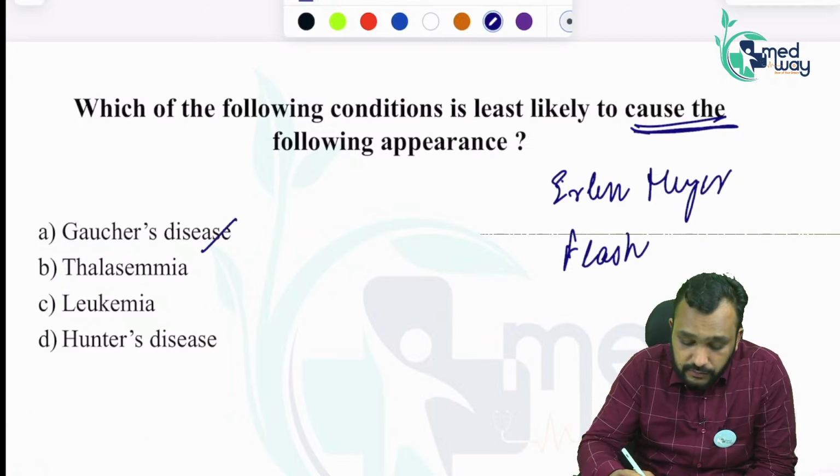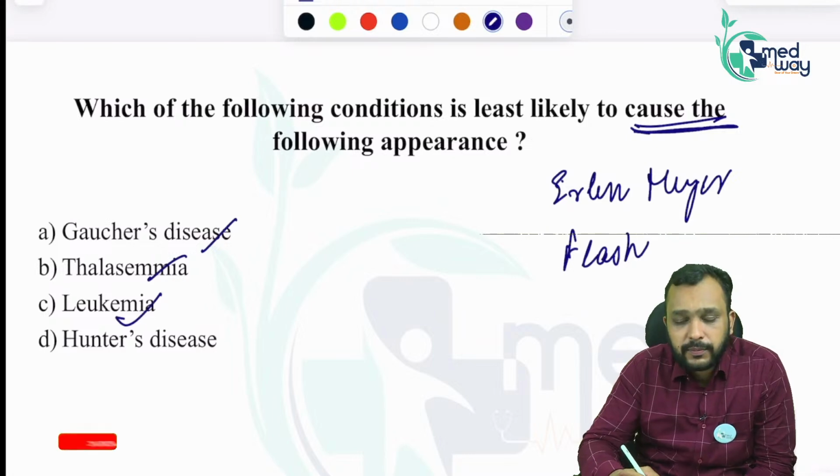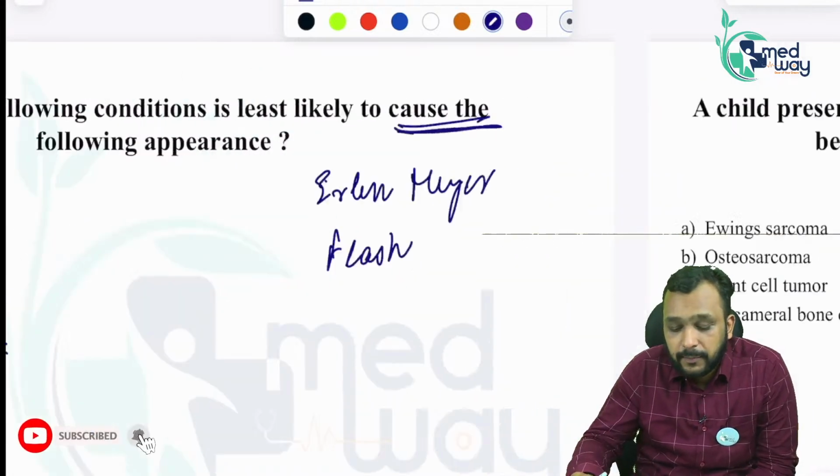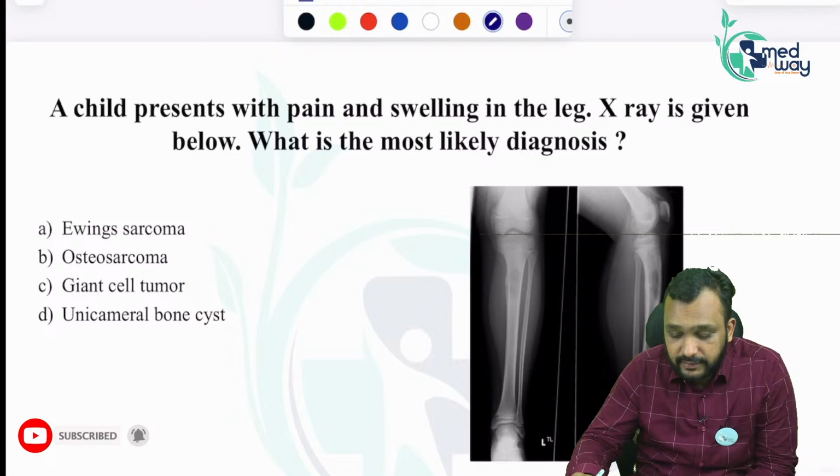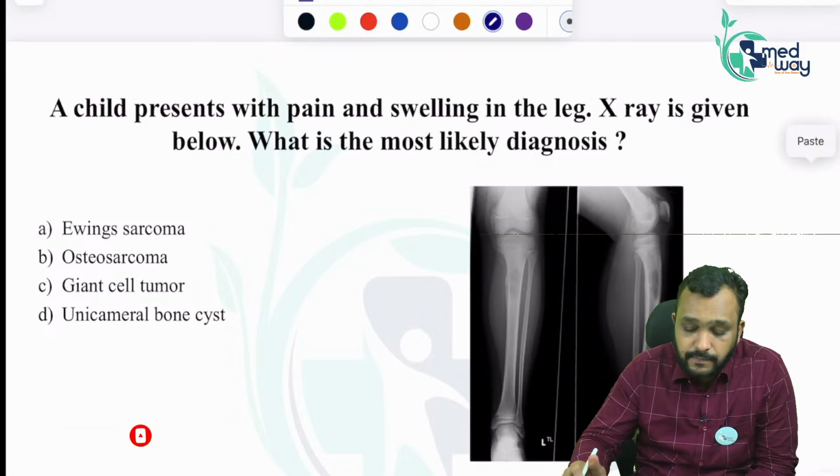it will be seen in Gaucher's disease, thalassemia, leukemia, but it will not be seen in a patient with Hunter's disease, right.